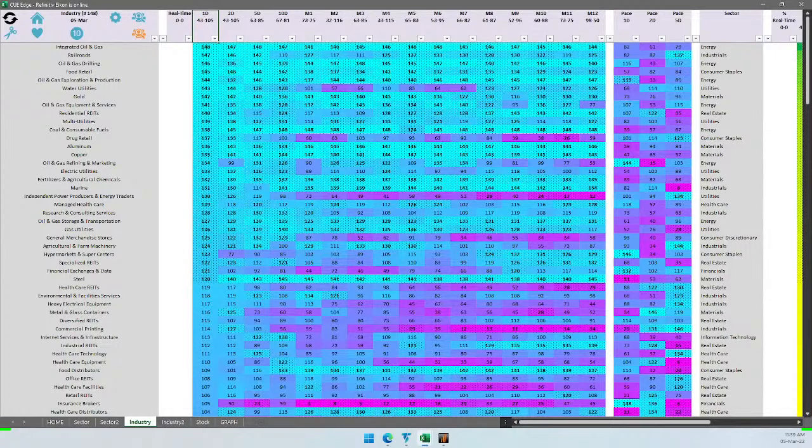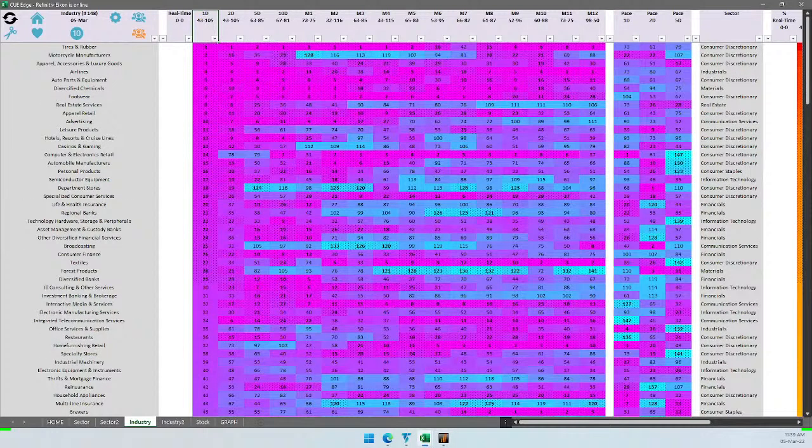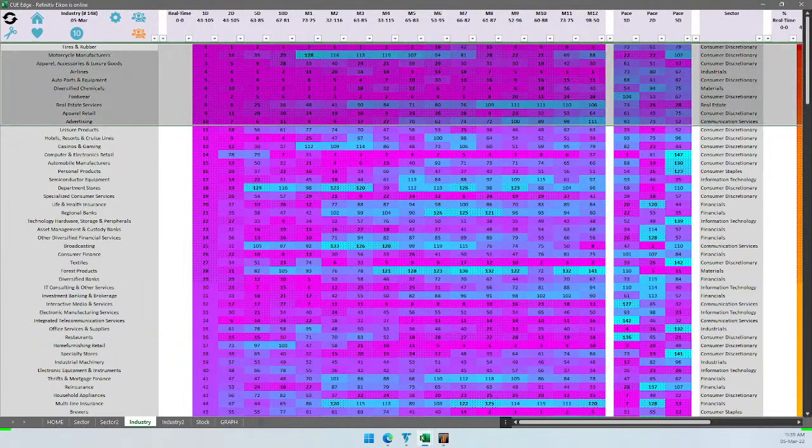Which ones are the weakest industries? Let's look at the weakest. They are in consumer discretionary, industrials, materials, real estate also. And we can see several of them. Okay, let me redraw. Several of them are weak for a long time. The best shorting opportunities might have passed.